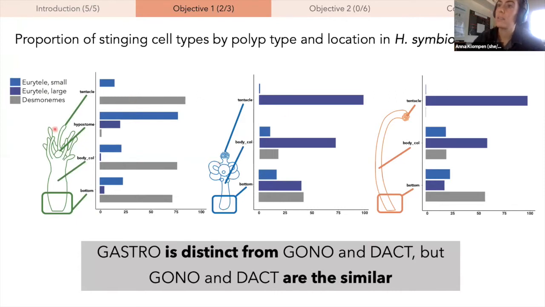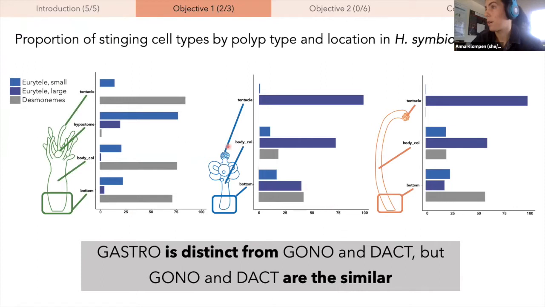So the tentacles, the mouth in the case of the gastrozoid, or the feeding polyp, as well as the body column and the bottom portion of the polyp too. And so what you're seeing here are proportions of all these different stinging cell types. And there's really 2 things that struck me pretty quickly when I was looking at this the first time.